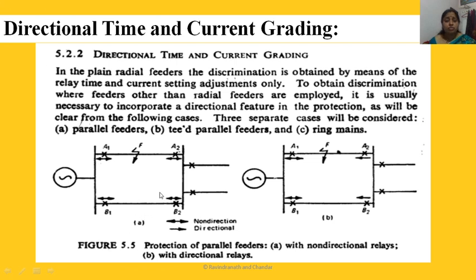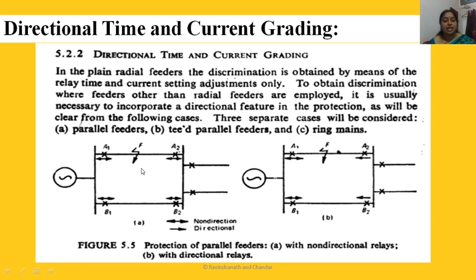Why is it necessary to have directional time and current setting? Let us see. A directional relay is indicated by a specific direction arrow. This direction indicates the tripping direction. Tripping direction means sensing direction, and according to that sensing direction, the tripping signal is given to the circuit breaker. While for a non-directional relay, we have arrows at both sides, that means it operates in both directions. So it is a non-directional relay.